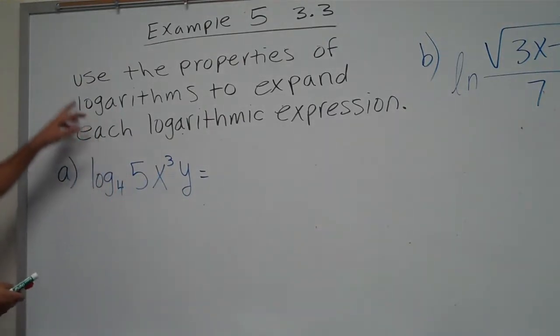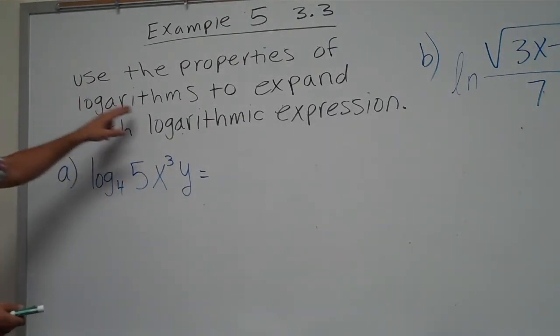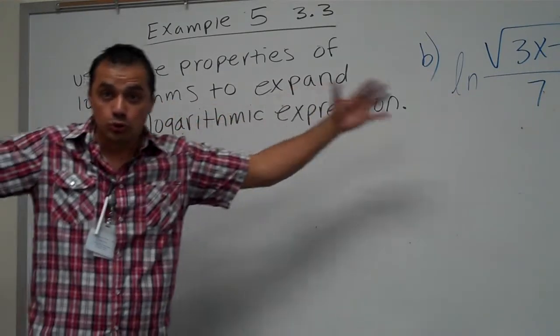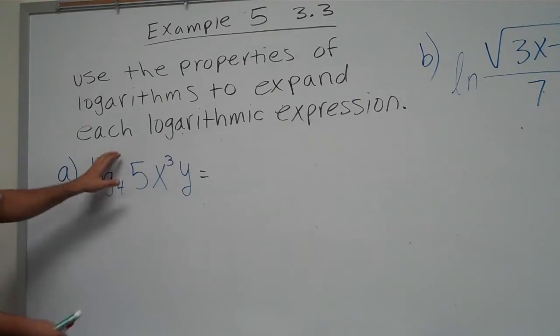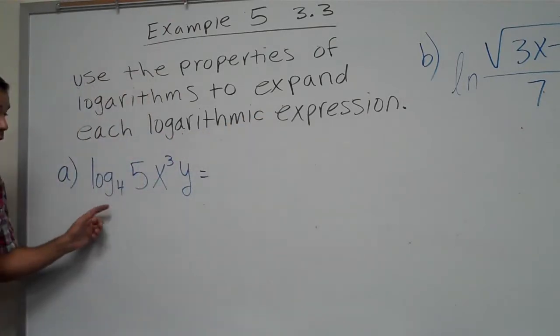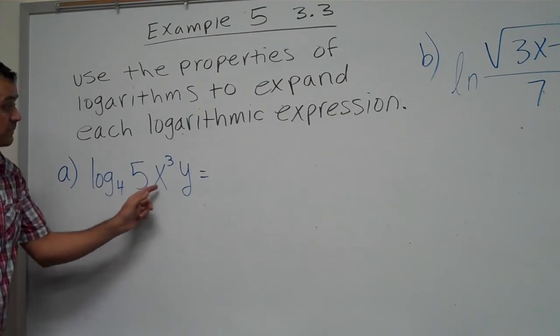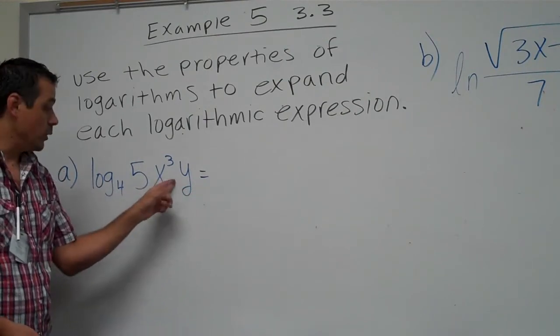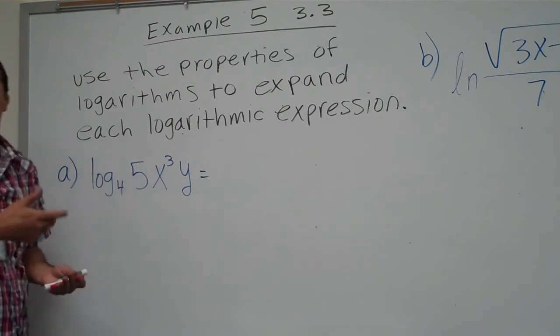So here we go. It says use the properties of logarithms to expand. Expand means we're going to make it longer, right? Each logarithmic expression. So let's look at what we have here. We have log base 4 of 5 times x to the third times y. Remember, when they're all right next to each other, they're all being multiplied. So let's see what we got here.